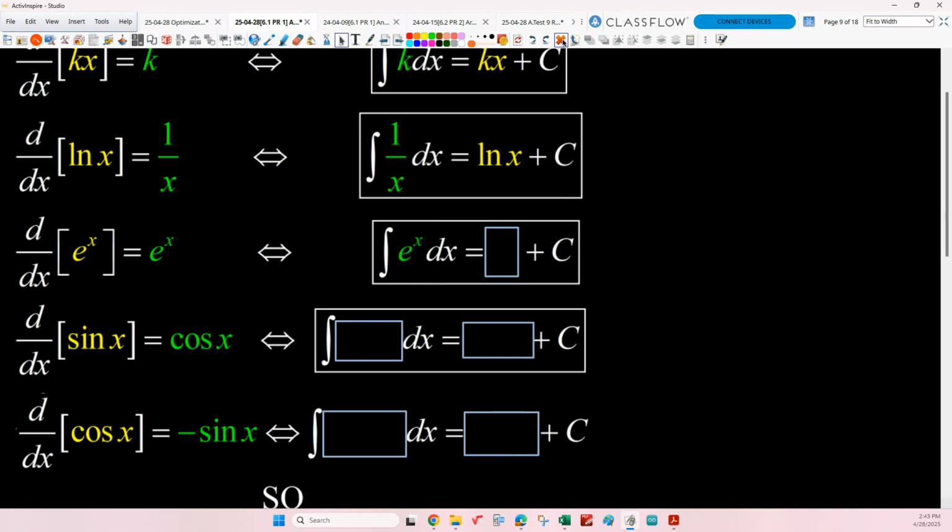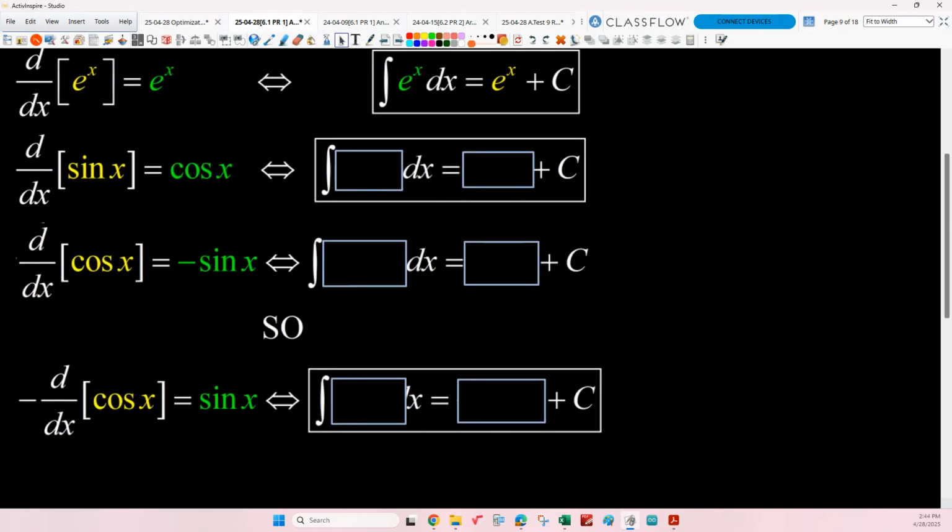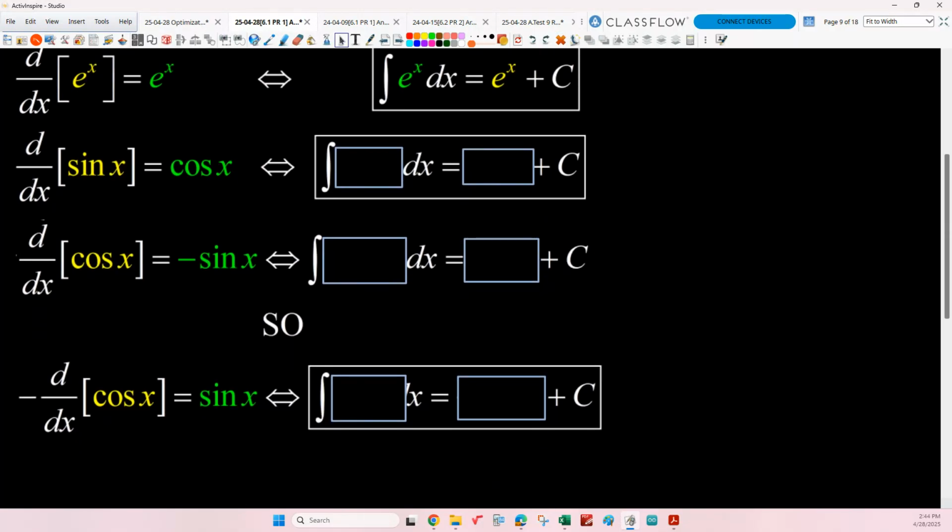There you go. The integral of e to the x dx equals e to the x plus c. Now, I'm saying the word integral, but I could just as easily say antiderivative. Okay, so let's use that. It just means the same thing. If the derivative of sine x equals cosine x, then the antiderivative of cosine x dx equals sine x plus c.